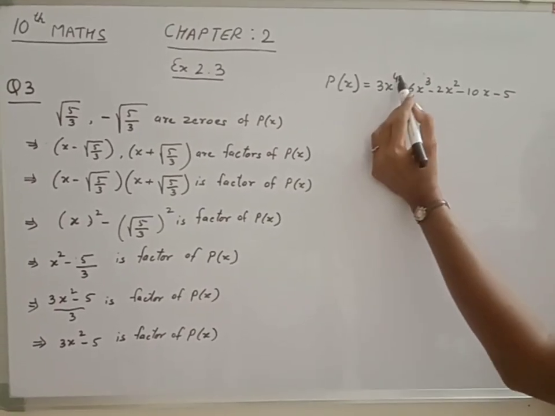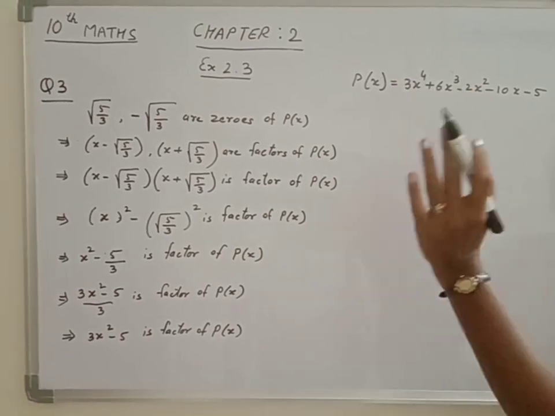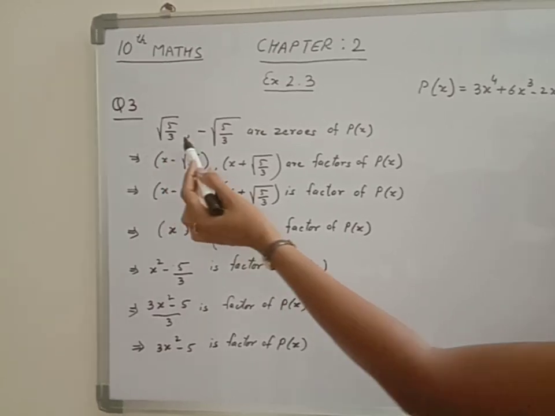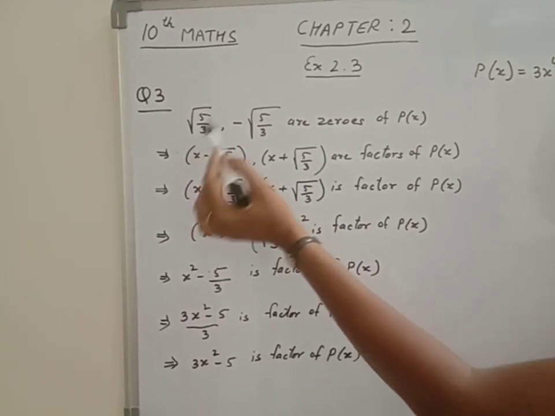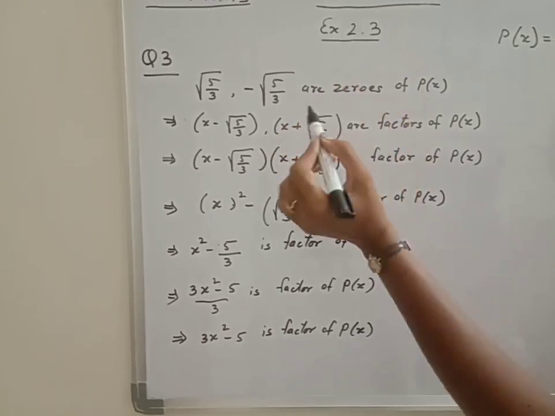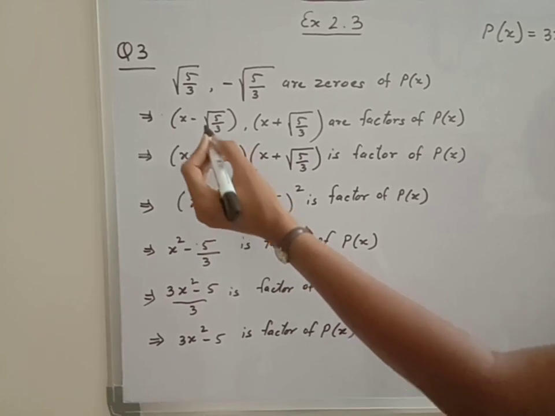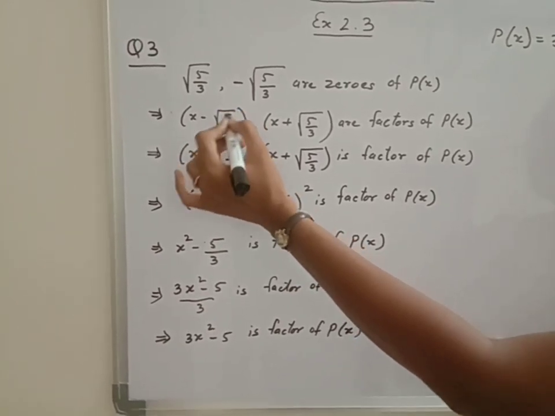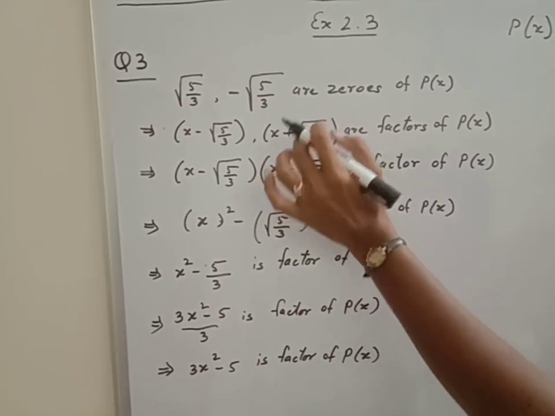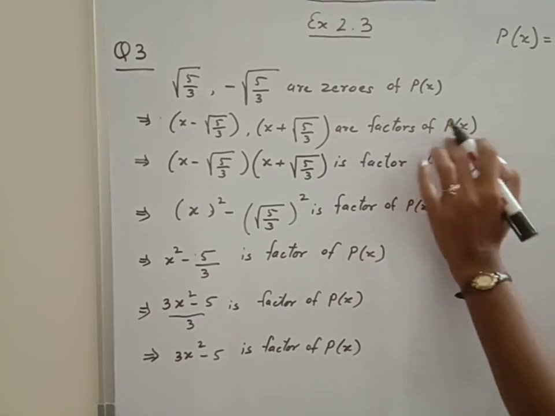Now, x raised to 4, so the degree is 4. So maximum zeros will be 4. 2 zeros are already given. Which 2 zeros are given? Root 5 by 3 and minus root 5 by 3. Okay, so these are the zeros of Px. It is already given. So we say that x minus root 5 by 3 and x plus root 5 by 3 are factors of Px.